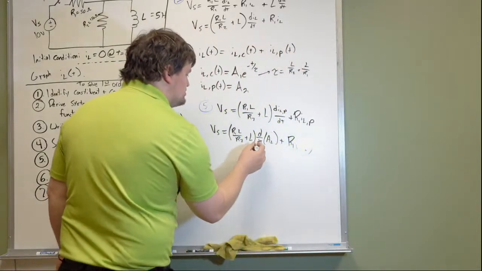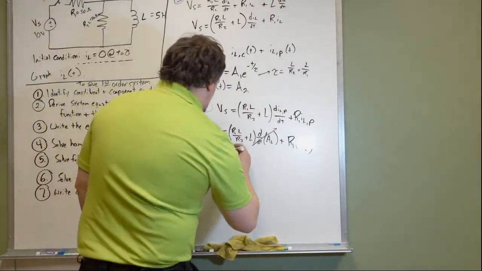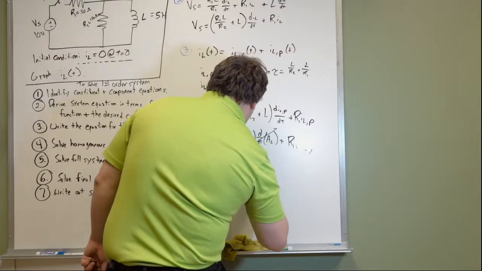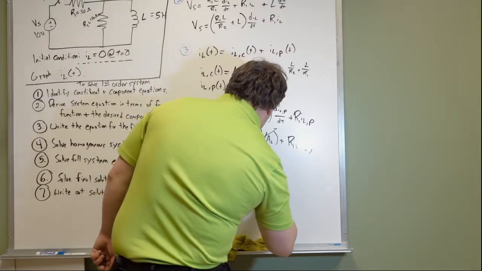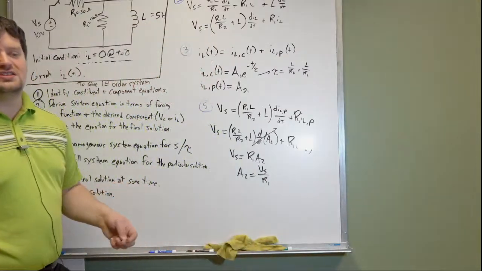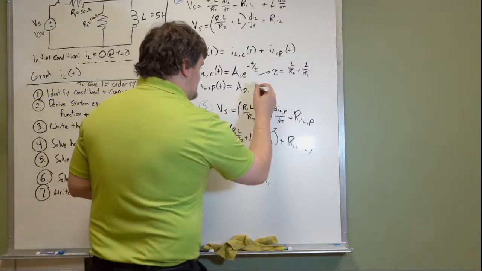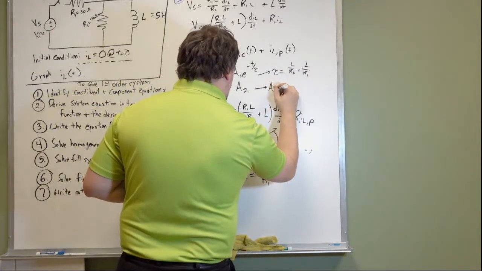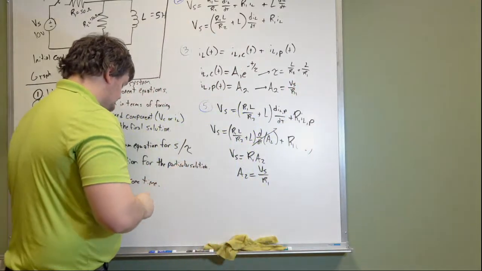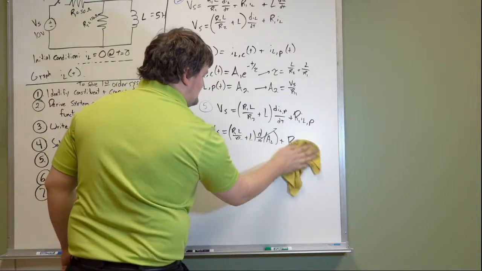Well, we know the derivative of A2 is equal to 0, so that goes away. And what we end up with is Vs is equal to R1 A2, which means that A2 is equal to Vs over R1. There are some interesting implications to this. We will discuss that in a little bit. So A2 is equal to Vs over R1. Nice. So that's step number 5.